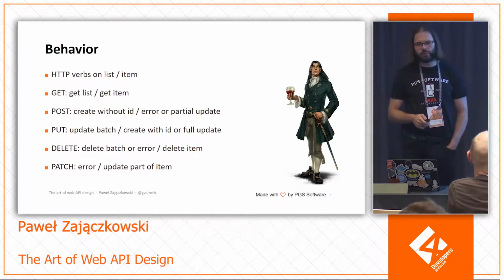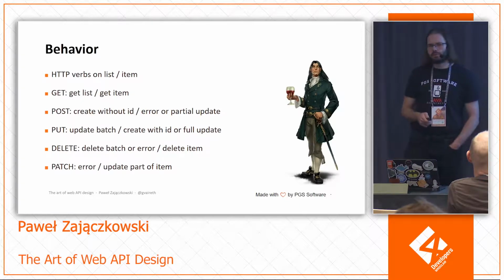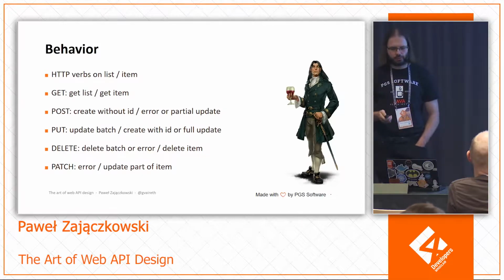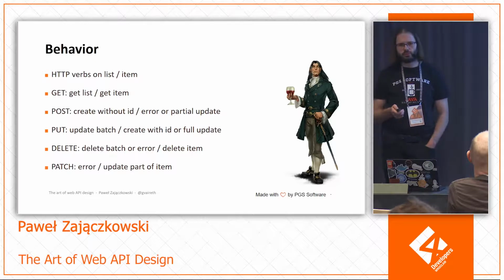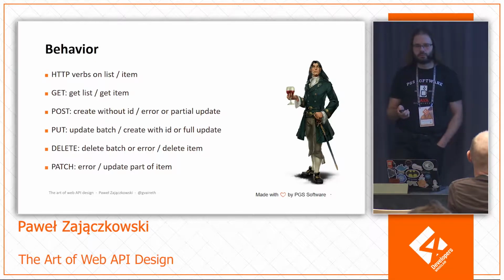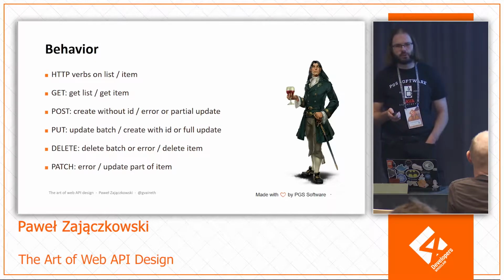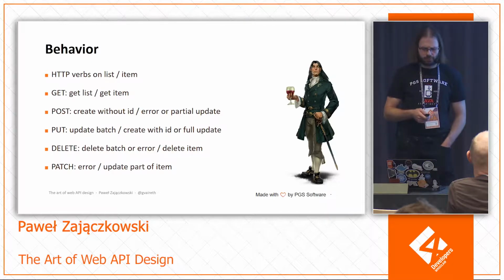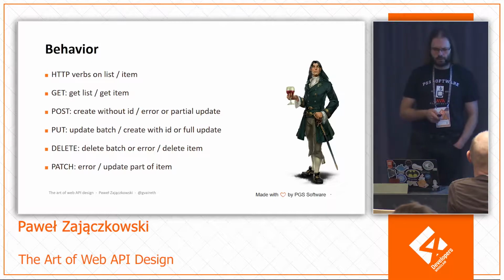Behavior of HTTP methods. So what happens if you issue a particular method to either a collection or an object? With GET to the collection, it's kind of simple. You just get the collection, of course. Maybe not the entire collection, but it's good to limit that somehow, according to our ideas. GET on a single item is quite straightforward. You just get that item.